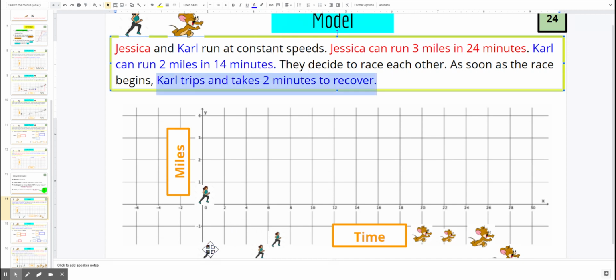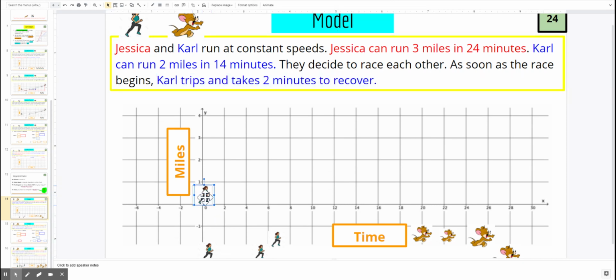I'm going to try to picture it on the graph, just to see if I can get an idea for what I'm looking at. So I know Jessica begins right at the beginning of the race at time 0, and she can run and run and run. She gets to 3 miles, if you look at my y-axis, in 24 minutes on my x-axis. That's how far she made it. She could keep going, right? And she would keep running another 3 miles in 24 minutes.